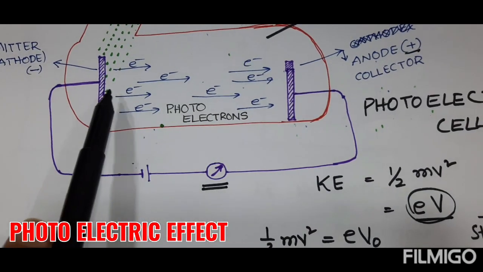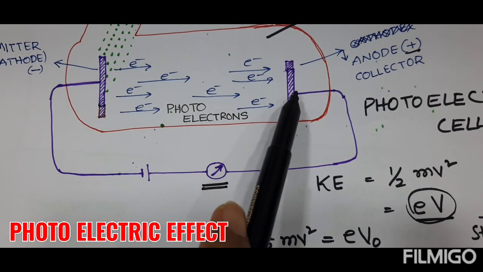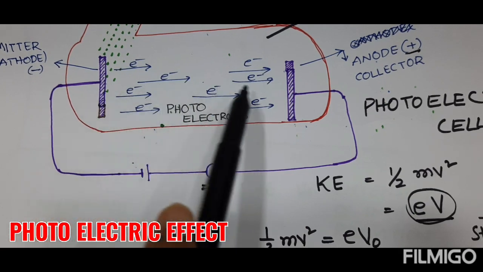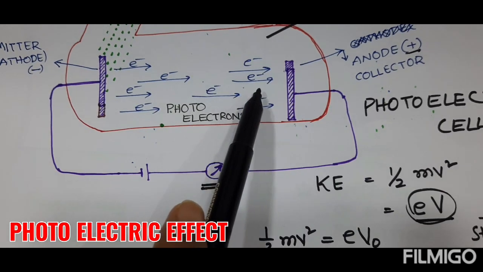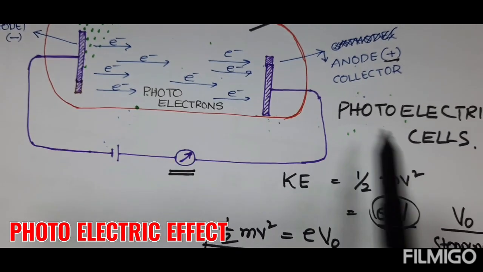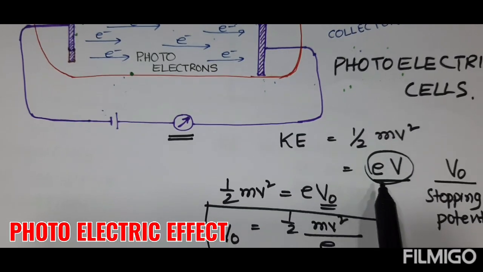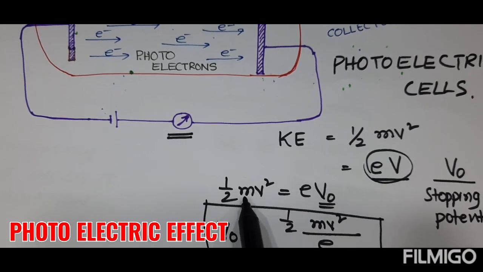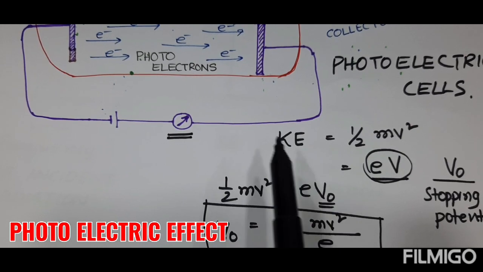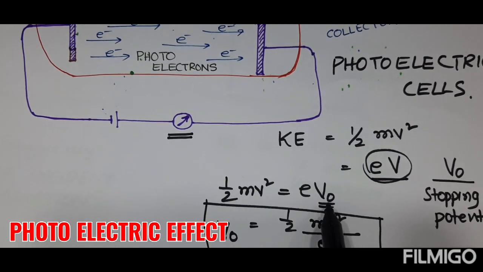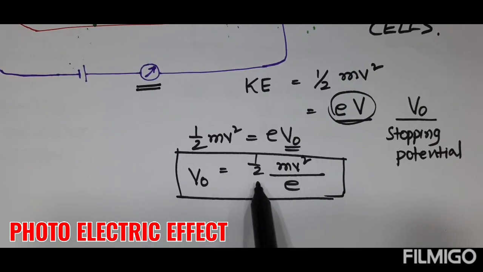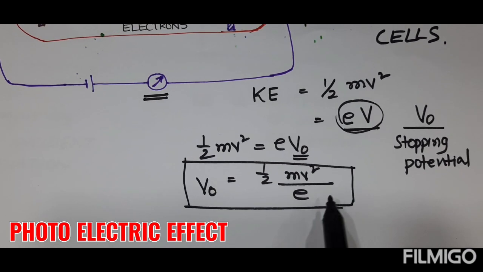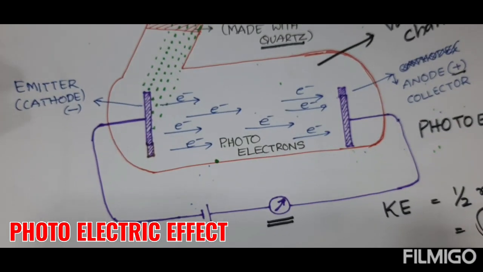I am repeating, electrons are flowing from cathode to anode. To stop these electrons, you make their kinetic energy equal to 0. Their kinetic energy is equal to half mv square, that is equal to EV. The potential which is required to stop that electron is particularly called stopping potential. Stopping potential is equal to half mv square by E. This is the way to calculate the stopping potential.